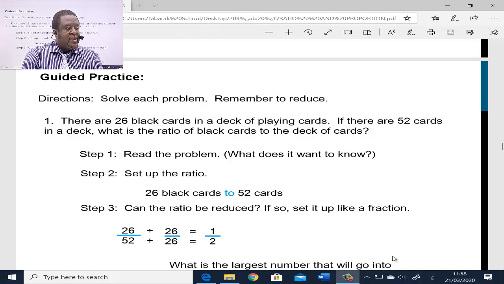Now, step 2 is to set up a ratio. Here, when we are setting up the ratio, we have 26 black cards to 52 cards. And step 3 is to reduce or to put it in the lowest form. 26 out of 52, when we simplify, the highest common factor here is 26. So when we simplify it, we have 1 over 2.